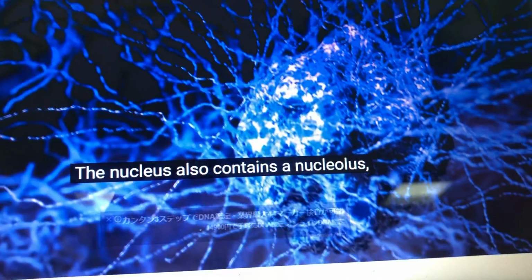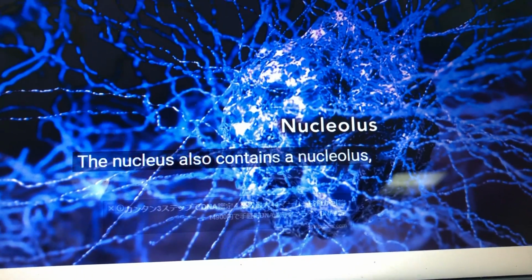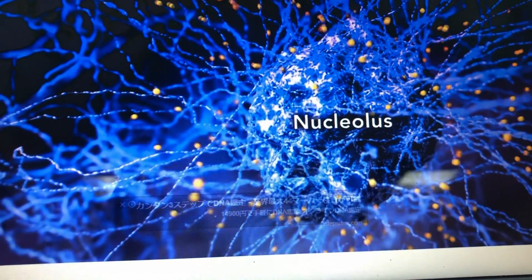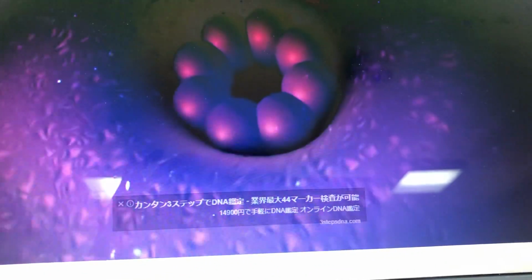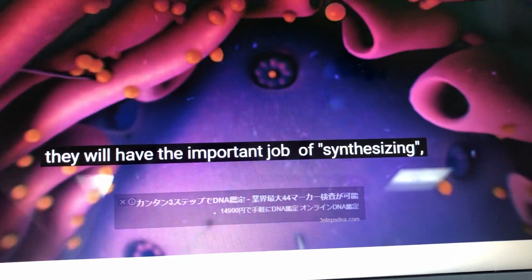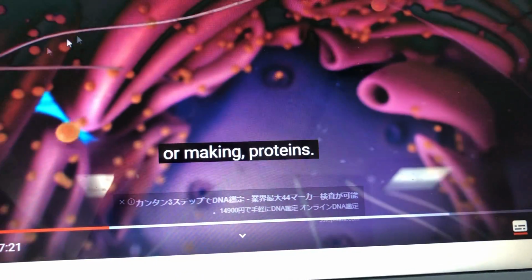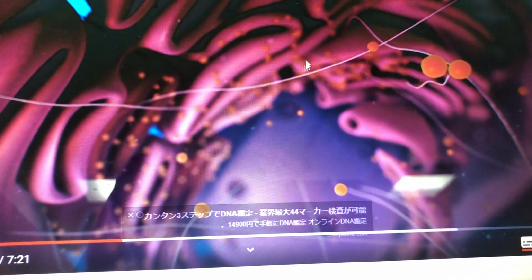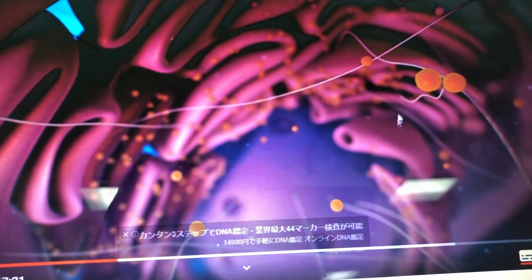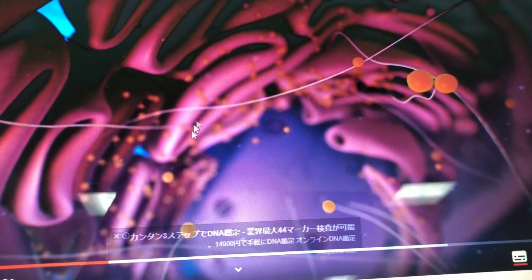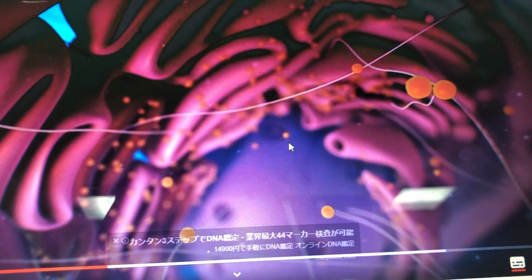Also inside the nucleus there is the nucleolus, where the ribosomes are made, and ribosomes are the factories of proteins. After the ribosomes are made, they will leave the nucleus through the pores to the cytoplasm. Some of them will swim freely in the cytoplasm, and some of them will attach to the endoplasmic reticulum, the rough endoplasmic reticulum, which is another organelle.